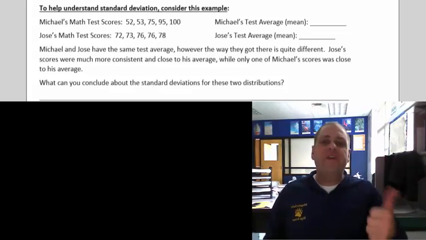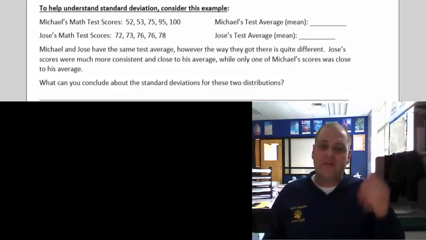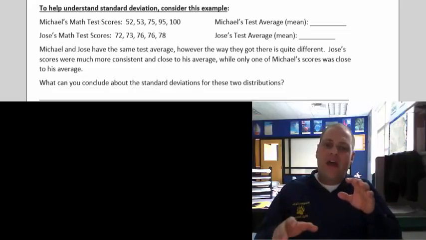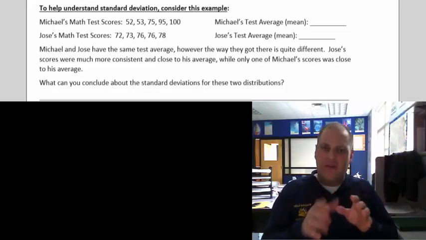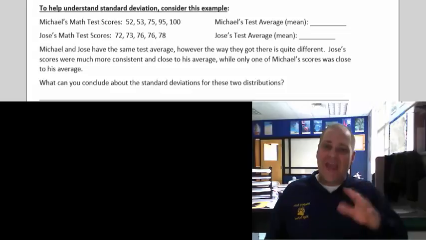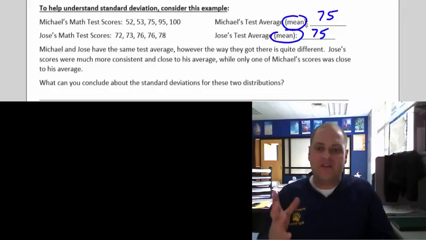Michael's math scores are 52, 53, 75, 95, 100. Jose's math scores are 72, 73, 76, 76, 78. Now, both of them have the same average. You could tell it's close to the same average. It turns out, and I did this purposely, they actually have the exact same average. If you have a calculator with you, add up Michael's scores and divide by 5, add up Jose's scores and divide by 5, and you're going to get 75 for both of them. So Michael and Jose both have a mean of 75.